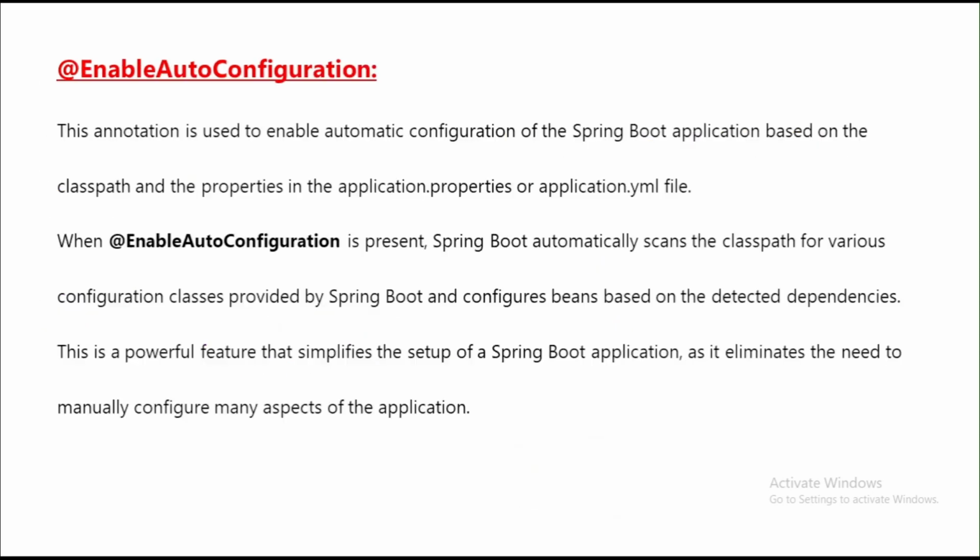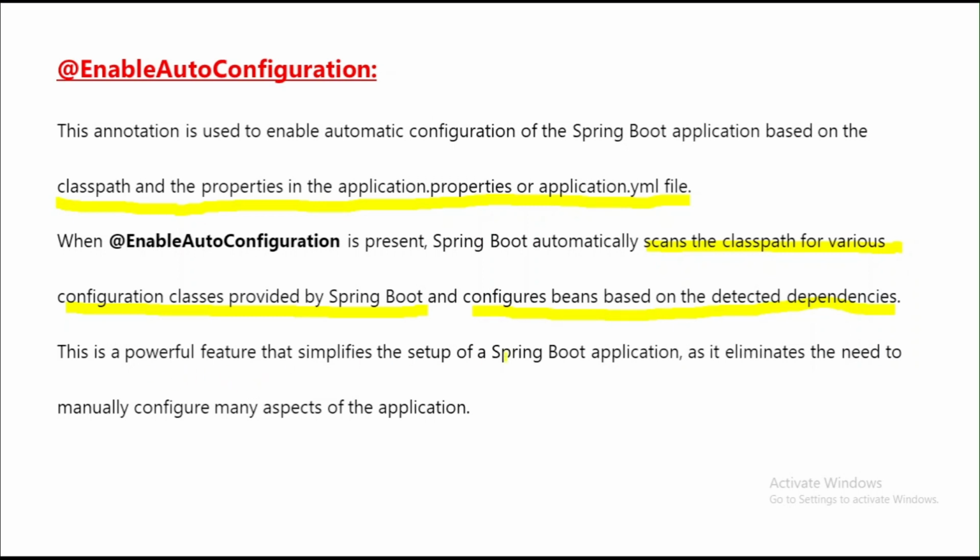@EnableAutoConfiguration. This annotation is used to enable automatic configuration of the Spring Boot application based on the classpath and the properties in the application.properties or application.yml file. When @EnableAutoConfiguration is present, Spring Boot automatically scans the classpath for various configuration classes provided by Spring Boot and configures beans based on the detected dependencies.